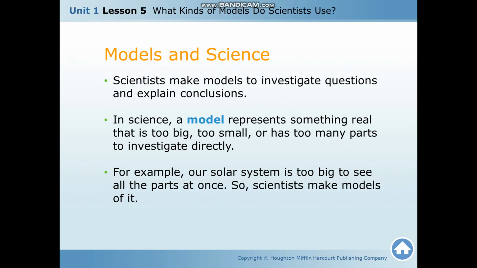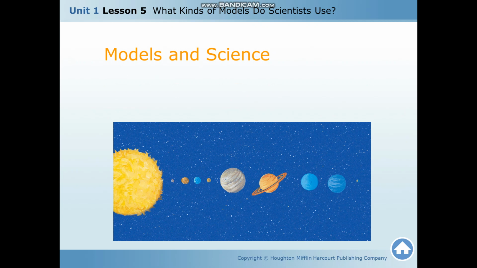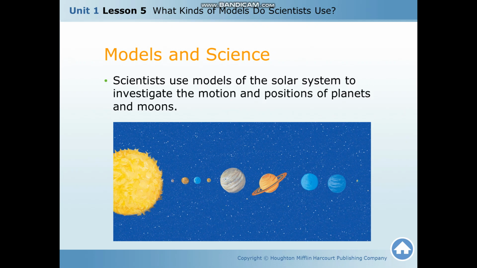In short, a model is a representation of something real. For example, our solar system is too big to see all the parts at once, so scientists make models of it. Scientists use models of the solar system to investigate the motion and positions of planets and moons. When we say motion, it is the movement and position, which is where they are located, the planets and the moons, and how they move in relation with each other.